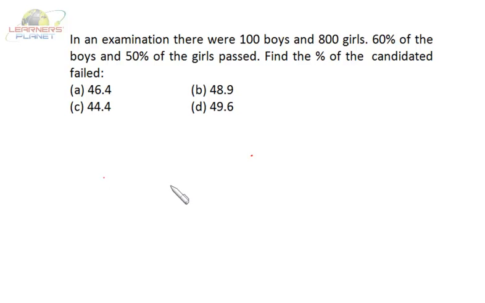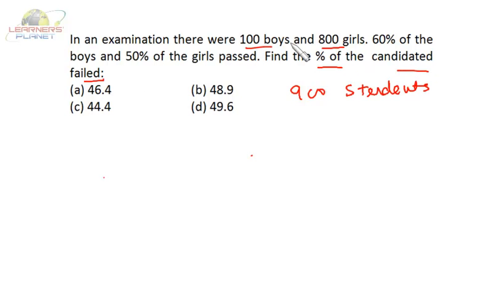Now let's see this question. In an examination, there are 100 boys and 800 girls. In all, there are 900 students. Now 60% of the boys and 50% of the girls are passed. We have to find out the percentage of the candidates failed.